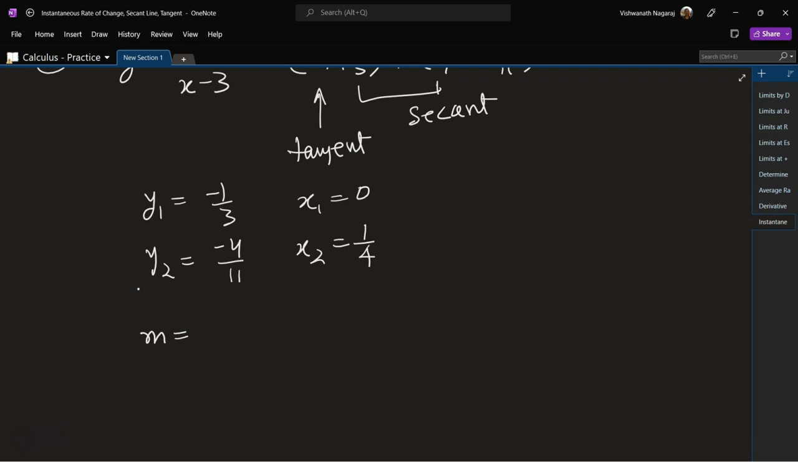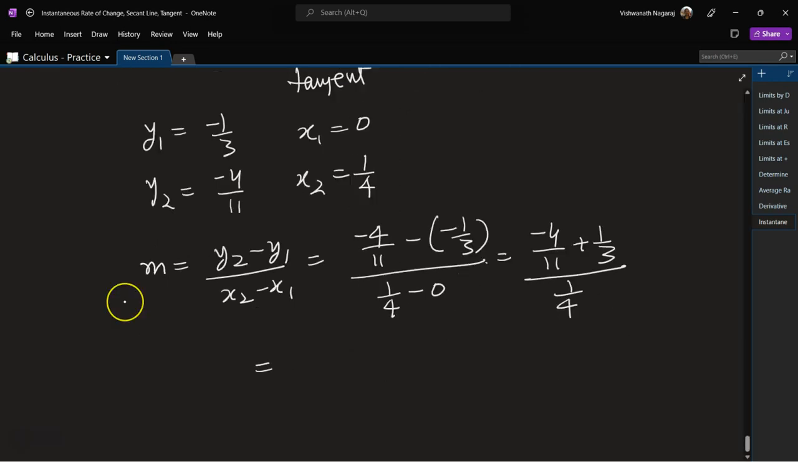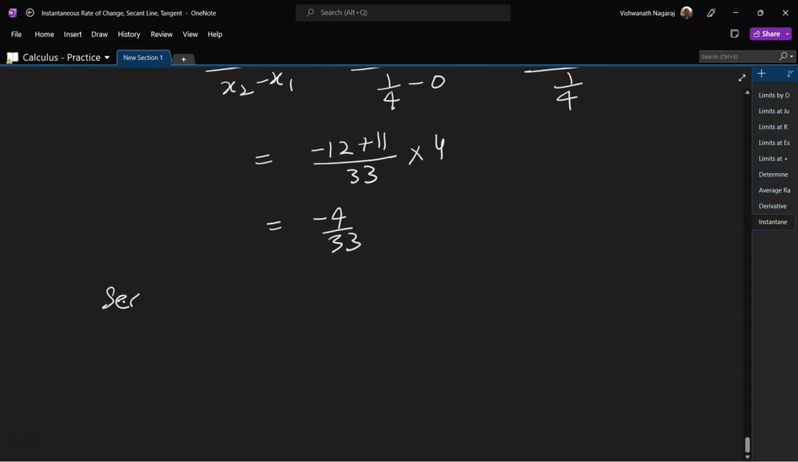Okay, so the slope between these 2 points is going to be (y2 minus y1) by (x2 minus x1), which is equal to (minus 4 by 11 minus minus 1 by 3) by (1 by 4 minus 0), which gives us (minus 4 by 11 plus 1 by 3) by 1 by 4, okay, which gives us (minus 12 plus 11) by (33 times 4), which gives us minus 4 by 33. Okay, now the secant line.